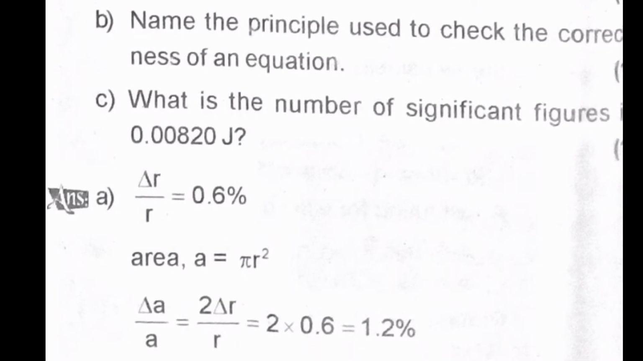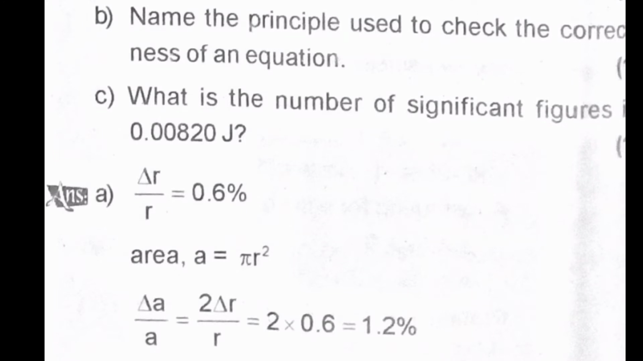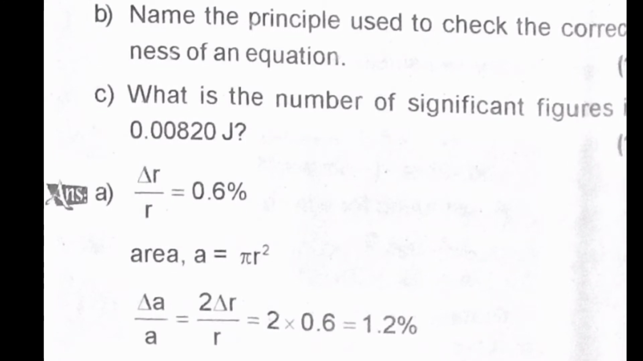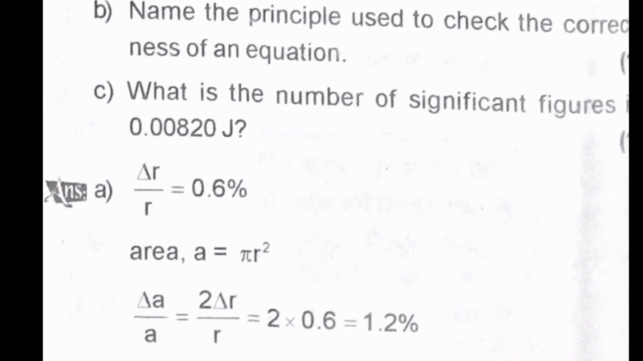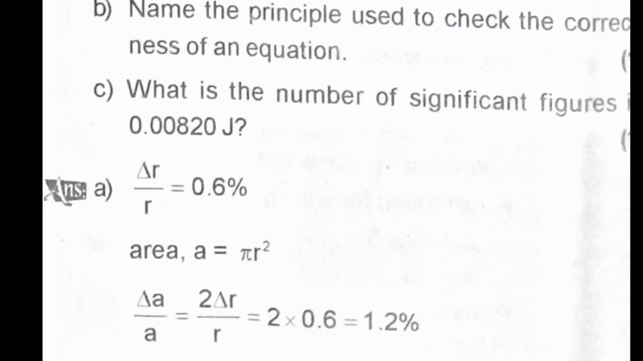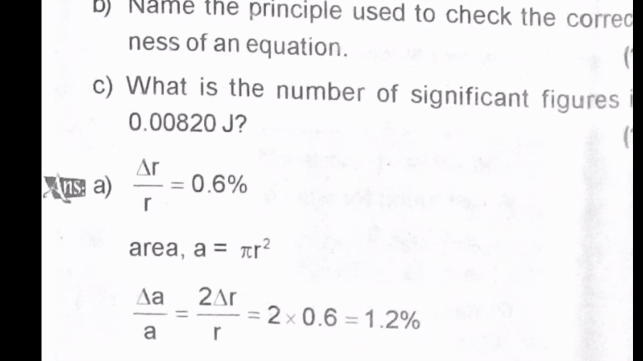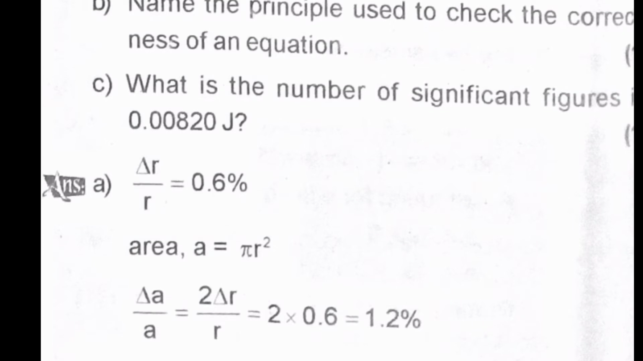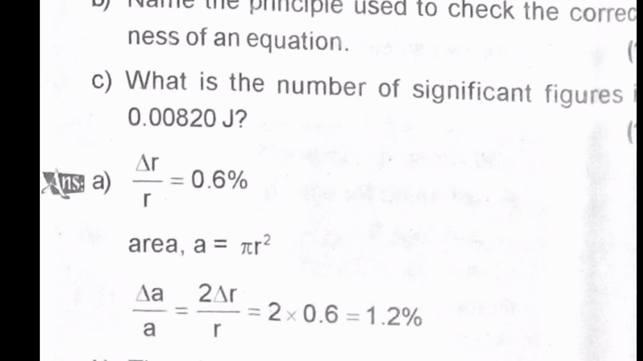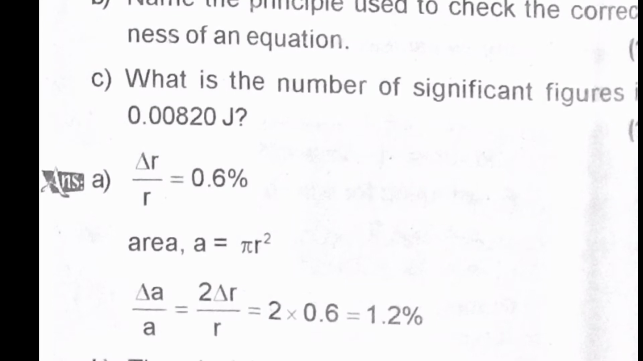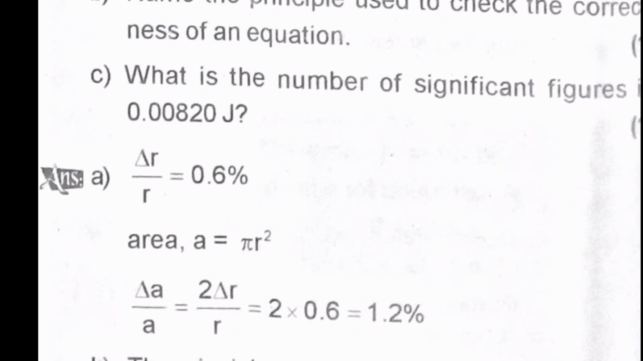This is a 4-mark question. A. The error in the measurement of radius of a circle is 0.6%. Find the percentage error in the calculation of the area of the circle. B. Name the principle used to check correctness of an equation. C. What is the number of significant figures in 0.00820 joule? Now we can answer the questions one by one.